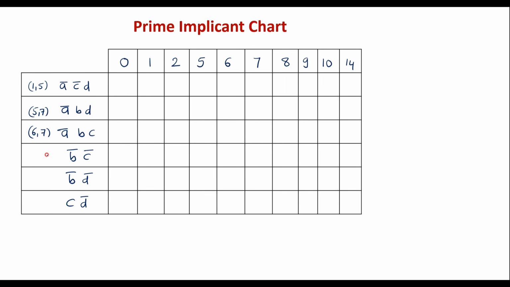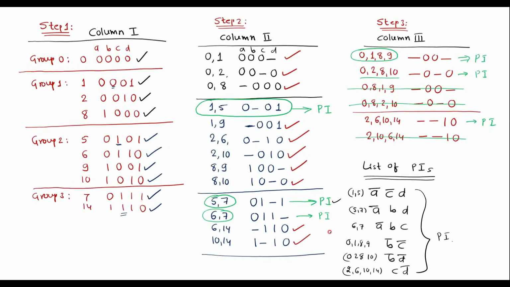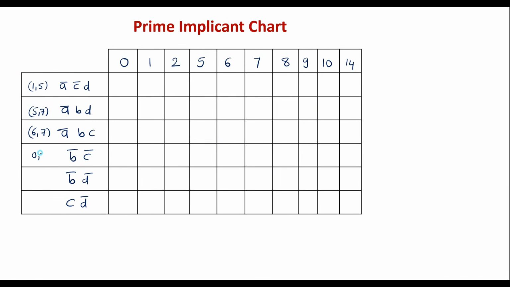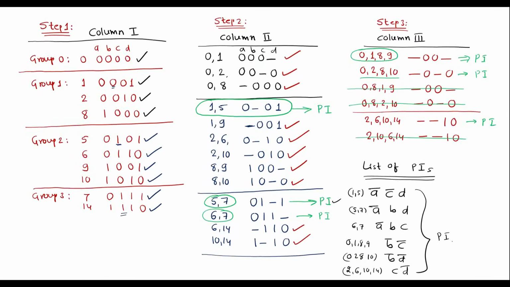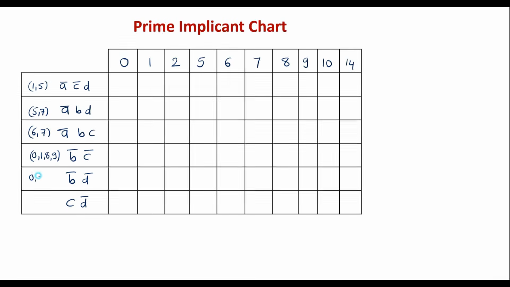Let me write the min term numbers. With respect to B bar C bar it is 0 1 8 9. For B bar D bar it is 0 2 8 10, and for C D bar we have 2 6 10 14.